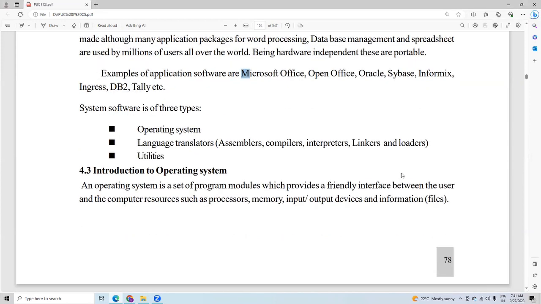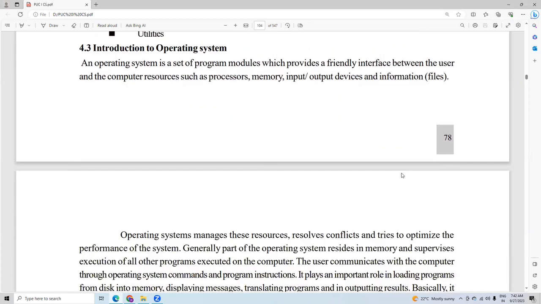System software is of three types: OS, operating system; language translators, that is assemblers, compilers, interpreters, linkers, loaders; and utility software. Three types of system software. Let us go with the operating system. The operating system is very important for the computer. In the beginning of the syllabus itself, we have discussed that system software is very important. So suppose system software is not there in your computer, how will it be?